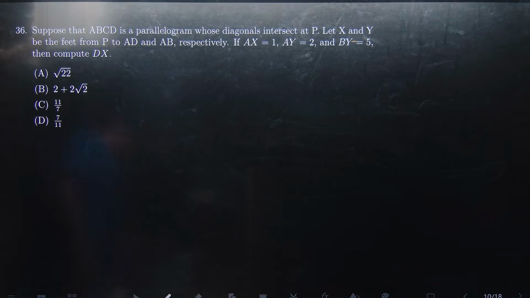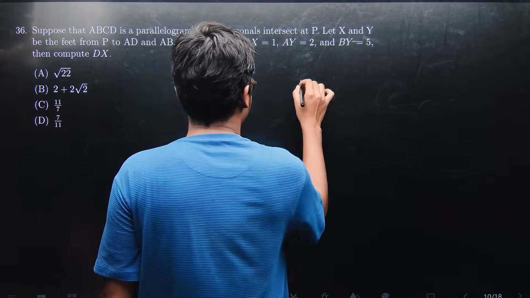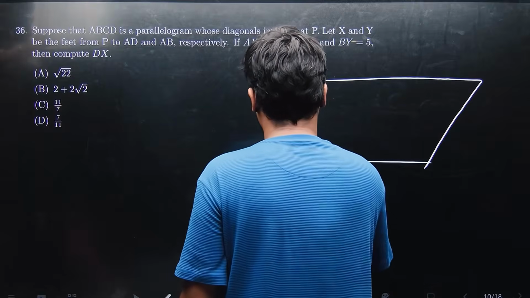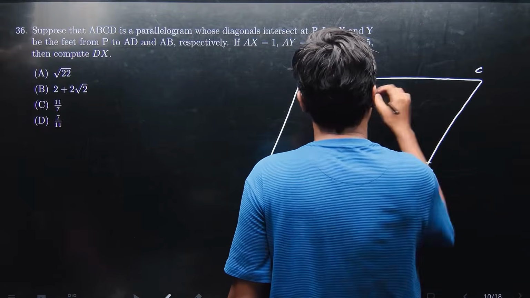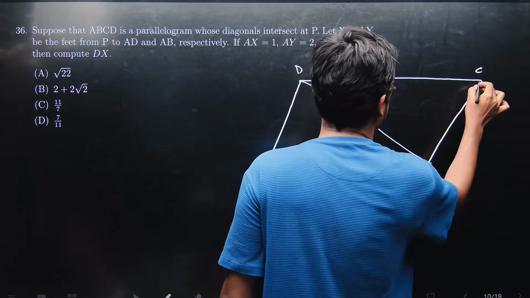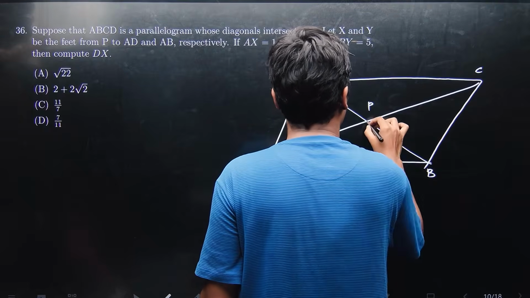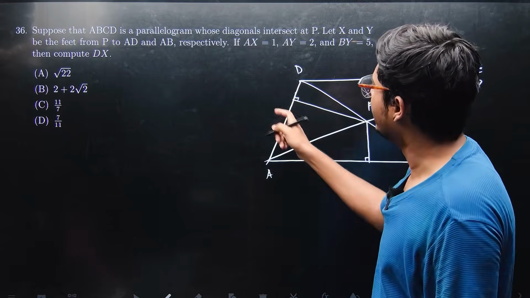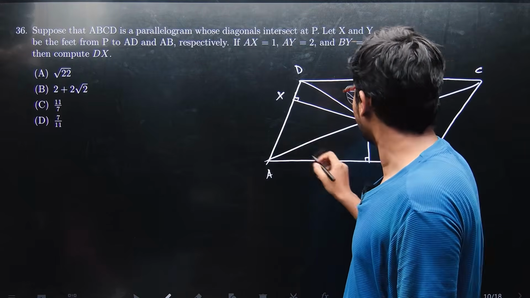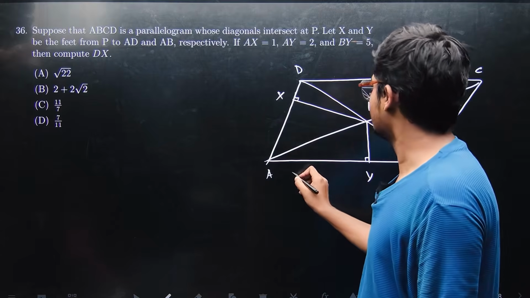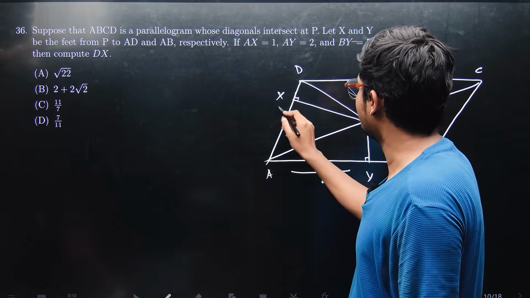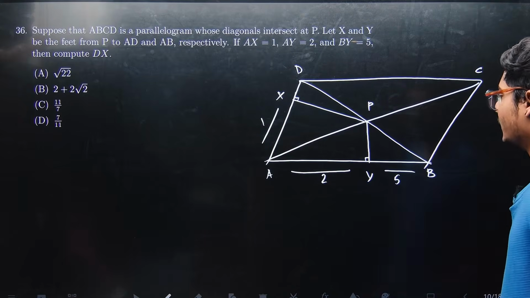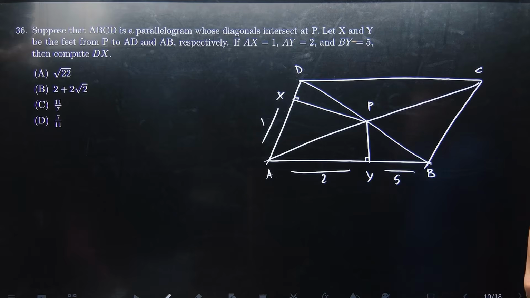Okay. So what you can do here is just simply draw the figure, okay? So you have a parallelogram. Let's just, that looks something like this. Say ABCD, right? Join the diagonals. They intersect at a point P, right? Now from P you're dropping two perpendiculars, one here and one here, right? Let's say it looks something like this. So this on AD it's X, right? And here it's Y. And what are the lengths given? So AY is given to be 2, AX is given to be 1, and BY is equal to 5. We have to find the value of DX, okay?